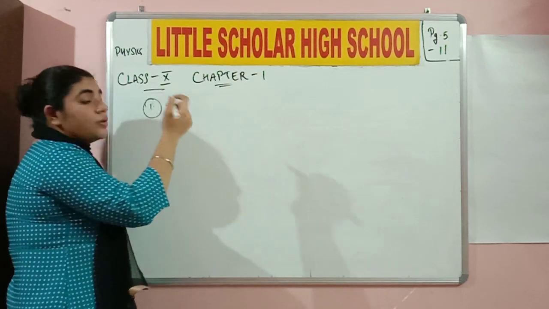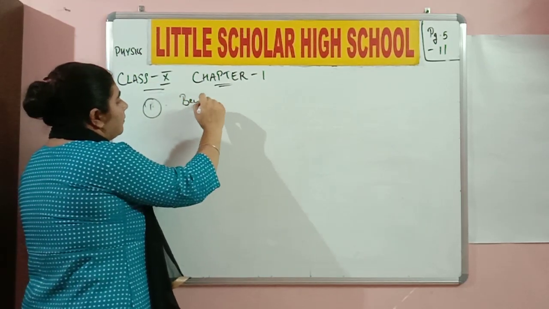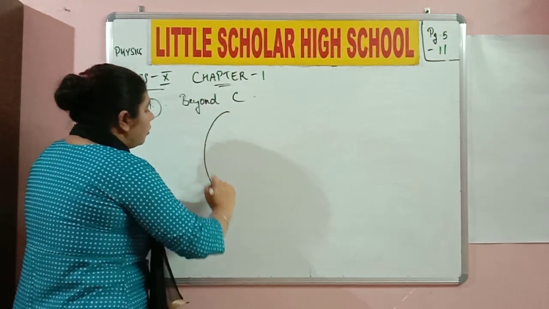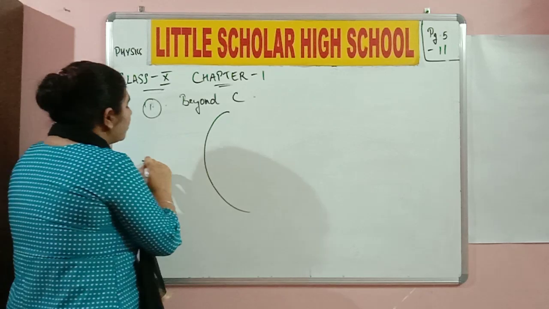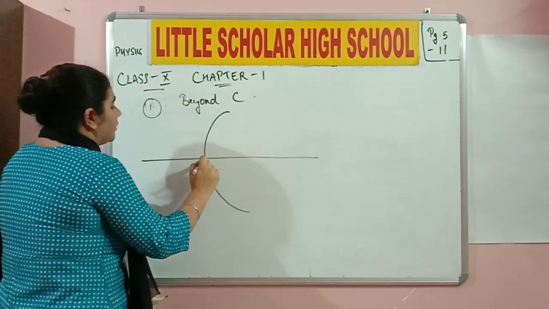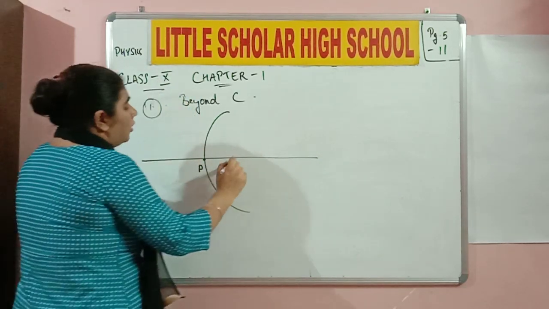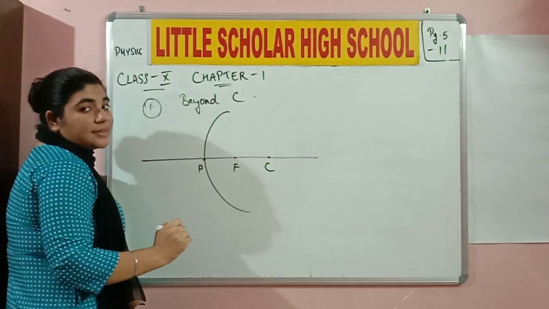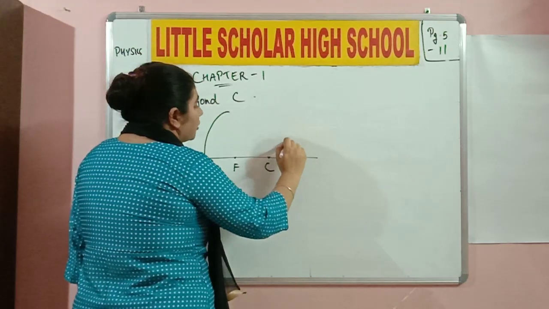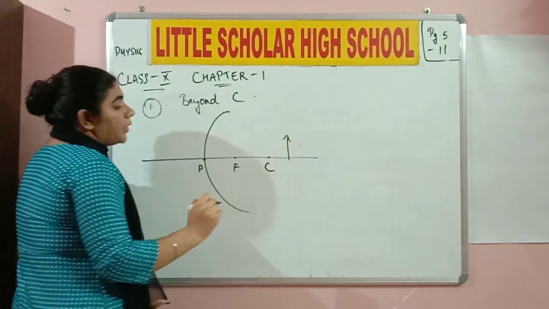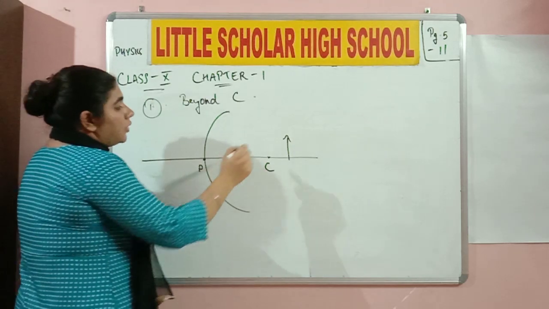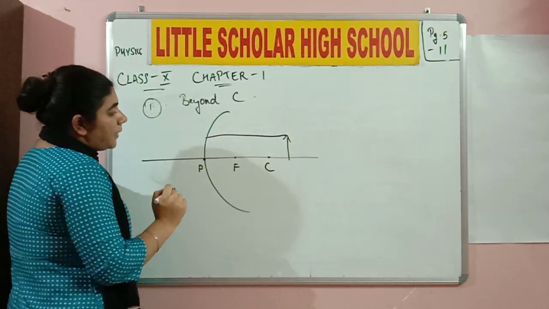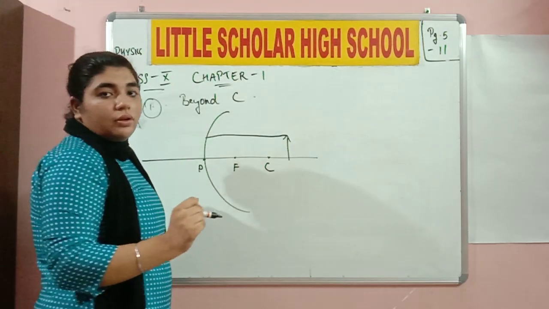The first case that I'm going to consider is the beyond C case. Fine, class. So you are going to draw the concave mirror and you're going to draw the principal axis. This is the pole, this is the focus, this is the center of curvature. I'm going to place the object beyond C. Let this arrow of mine represent the object. The first ray is going to be parallel to the principal axis.